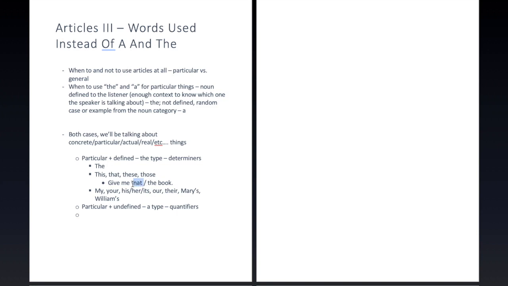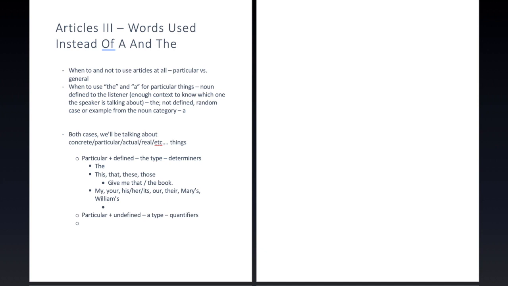Like with that, for example, there might be a few books lying around, but you point to one of those books and say, give me that book. And now that word that adds enough information that now which book you're talking about is defined to the listener. So in the end, after this word is used, the thing will be defined to the listener. Without it, it might not be. But in the end, you have a noun that is already particular, and now it is defined to the listener.